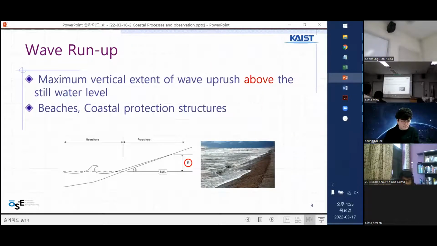Right, so wave run up. The wave is coming toward the land side, right? Run up. How much? This is near shore, they are saying foreshore. So the water level should be here. Normal, calm water level. Because of the wave, water is coming up to here. There is a distance, a height, the vertical extent of wave uprush above the still water level. This is R. And beach and coastal protection structures need to know about it.